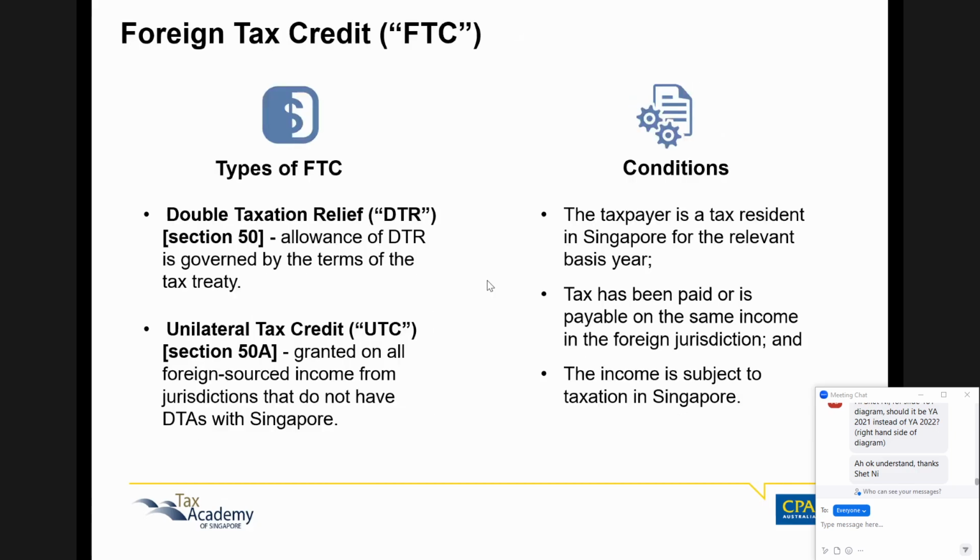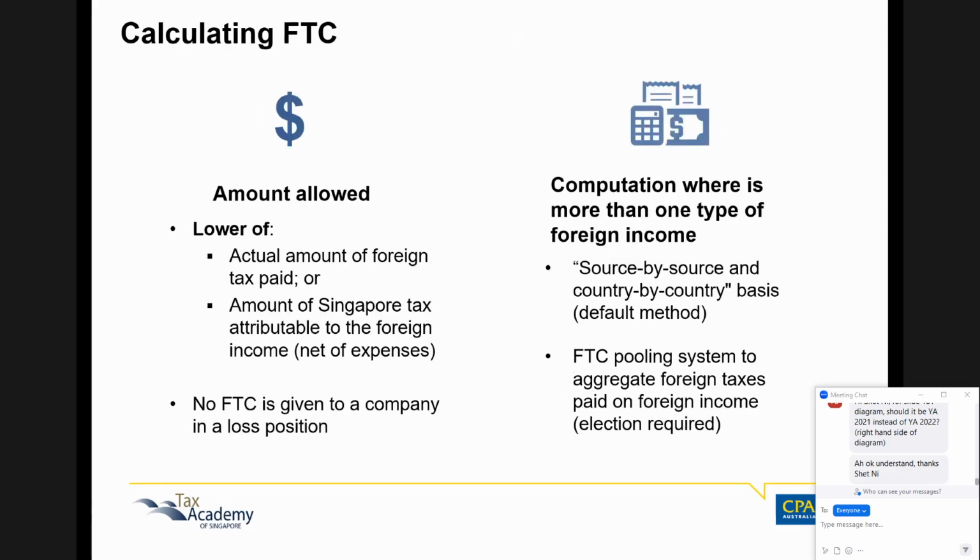Okay, it's only when we bring it to tax that we give a foreign tax credit. Anyway, this is also for info I can say. So in this case, the amount that we can allow is the lower of the actual amount of foreign tax paid, or the amount that the income would have to pay tax on in Singapore. I'll just give a numerical example, easier to understand.